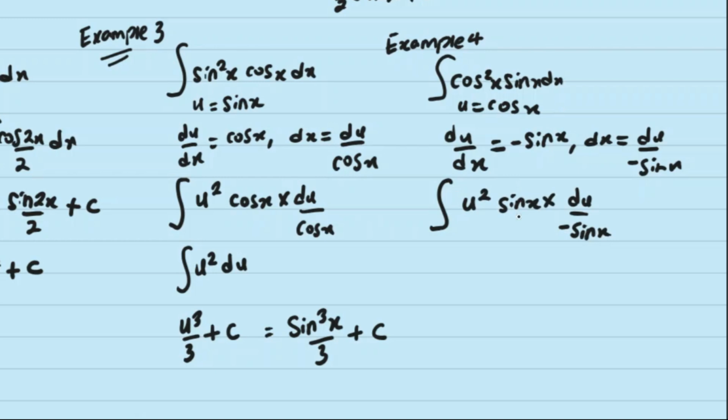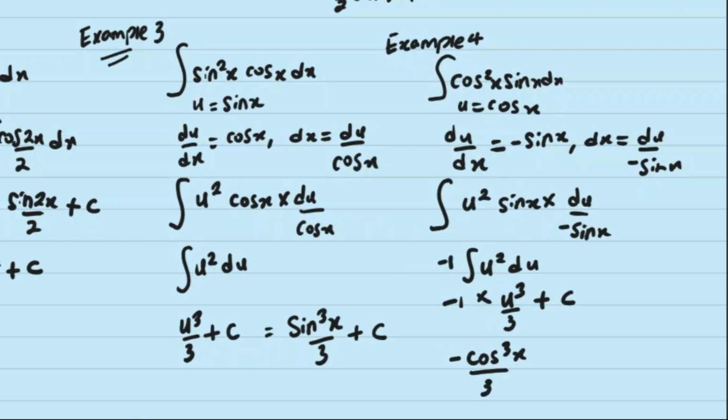So we cancel sine x, and we will be left with minus 1 here. We can just factorize that minus 1 out. So that will be minus 1 integral u square du. If you integrate u square du with respect to u, that will give you u raised to the power 3 divided by 3 plus an arbitrary constant c. So our u is cos x. So this is basically minus cos cube x divided by 3 plus an arbitrary constant c. And that will be the final answer to that question.